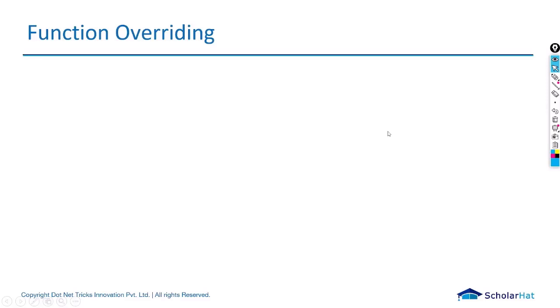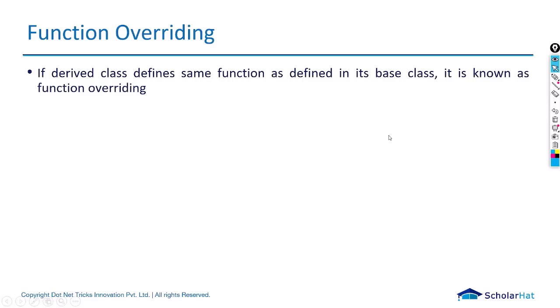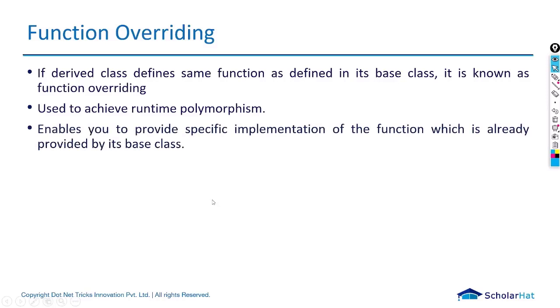Thank you. Now we're going to see the next topic, function overriding. If a derived class defines the same function as defined in the base class, it is known as function overriding. So we see function overriding in inheritance. We're going to create an inherited class, and we're going to see the same function when it's inherited, and when we create an object for the child class and call that same function, what result it gives. It is achieved through runtime polymorphism, and it enables you to provide a specific implementation for the function which is already provided by its base class. So that is what function overriding is.